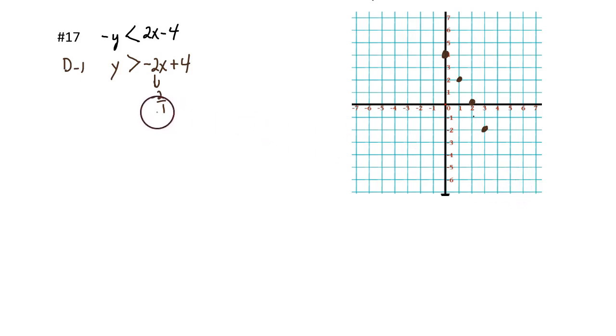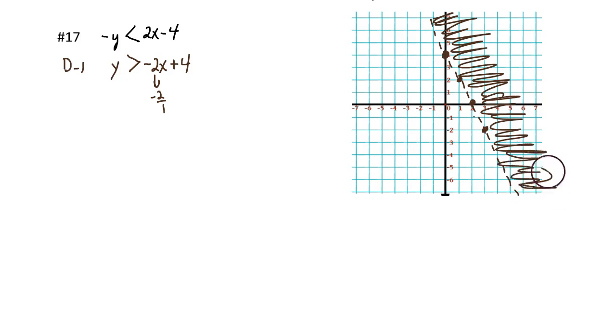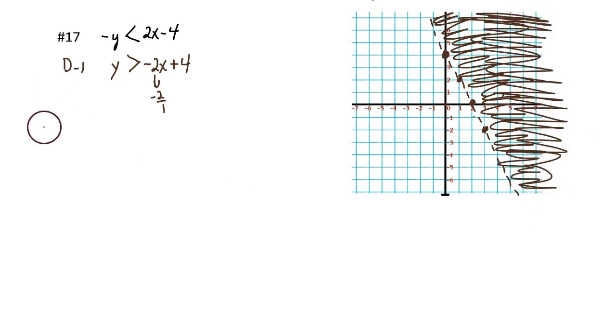Is it a solid or a dashed line? There's no or equal to symbol. So it's a dashed line. Is the shading above or below? Well, this is a greater than symbol, so you shade above. You can tell that if you forgot to switch the arrow when dividing by a negative, that you would end up shading the wrong side of the line, and that would be an incorrect answer.